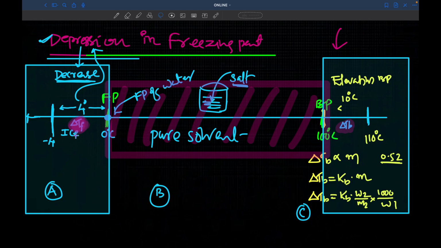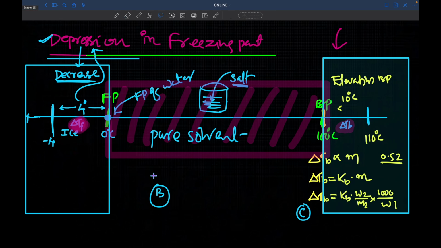Okay, so now we'll try to quantify this one. Now we have to quantify this depression in freezing point. How do we do it? And our intention in using this elevation and depression in freezing point and boiling point is to calculate the molar mass of an unknown substance given to you, right? So we have to formulate that one. So what can I write here? So formula for this would be, how can I write it?